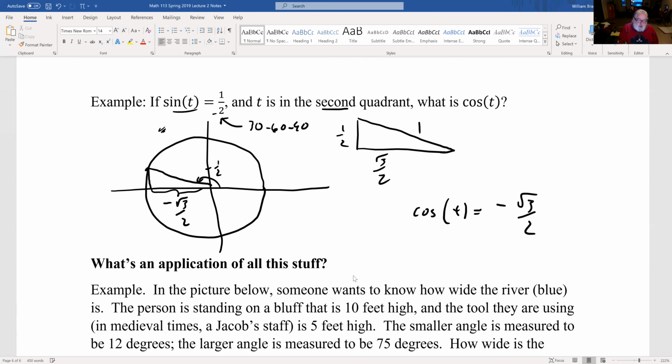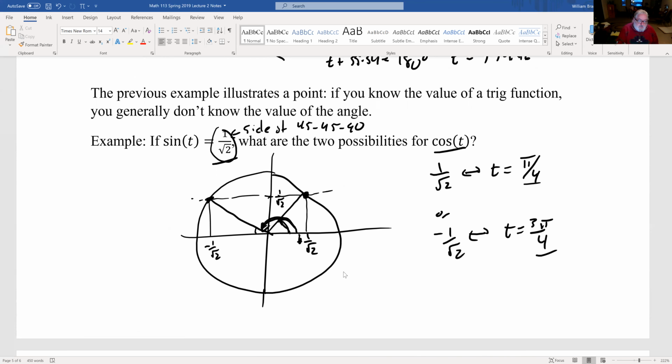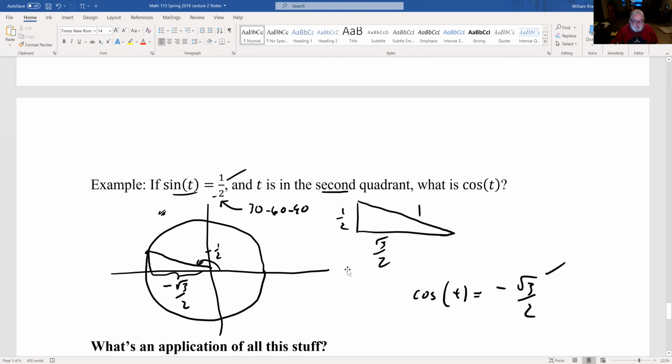Keep in mind, 1/2 and √3/2, that comes from a 30, 60, 90 triangle. 1/√2 comes from a 45, 45, 90 triangle. You'll be seeing this over and over again.